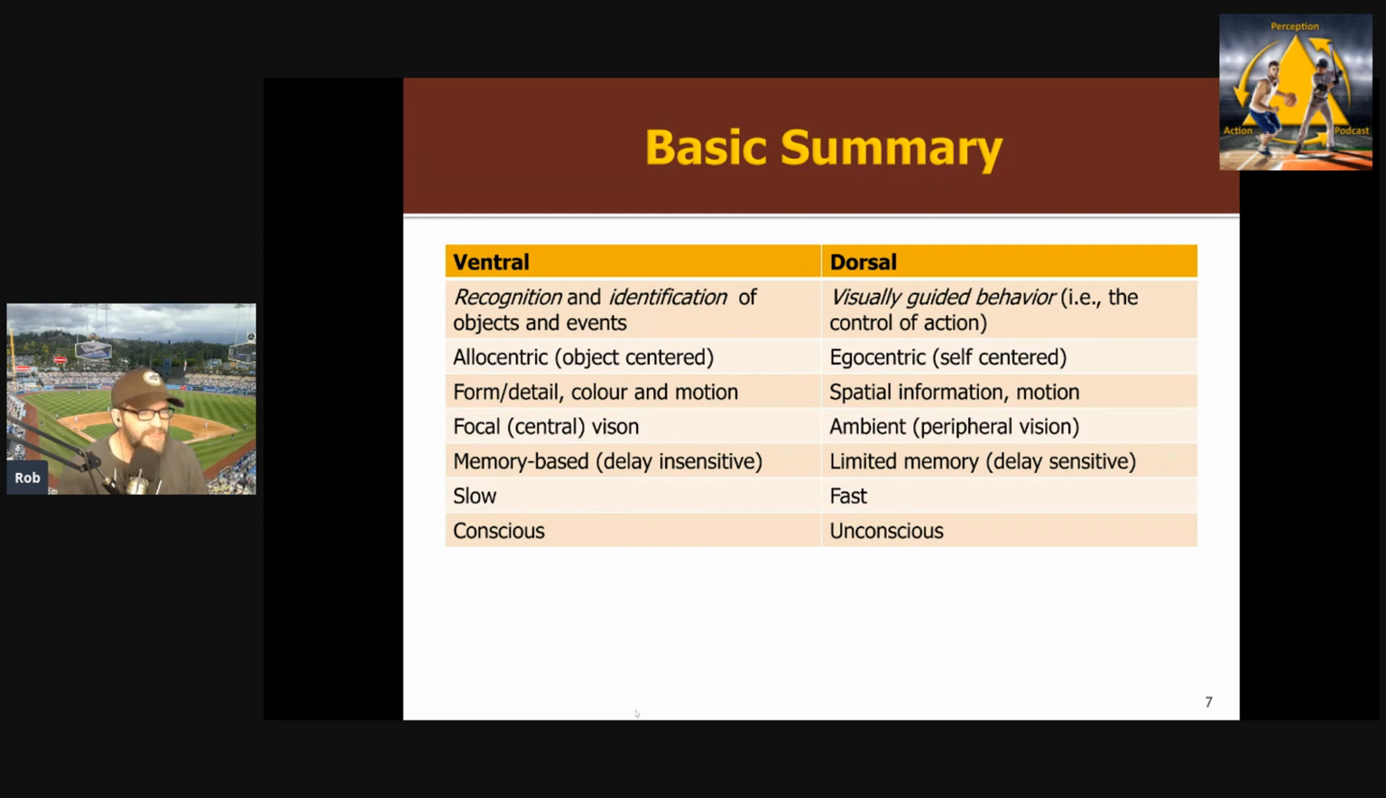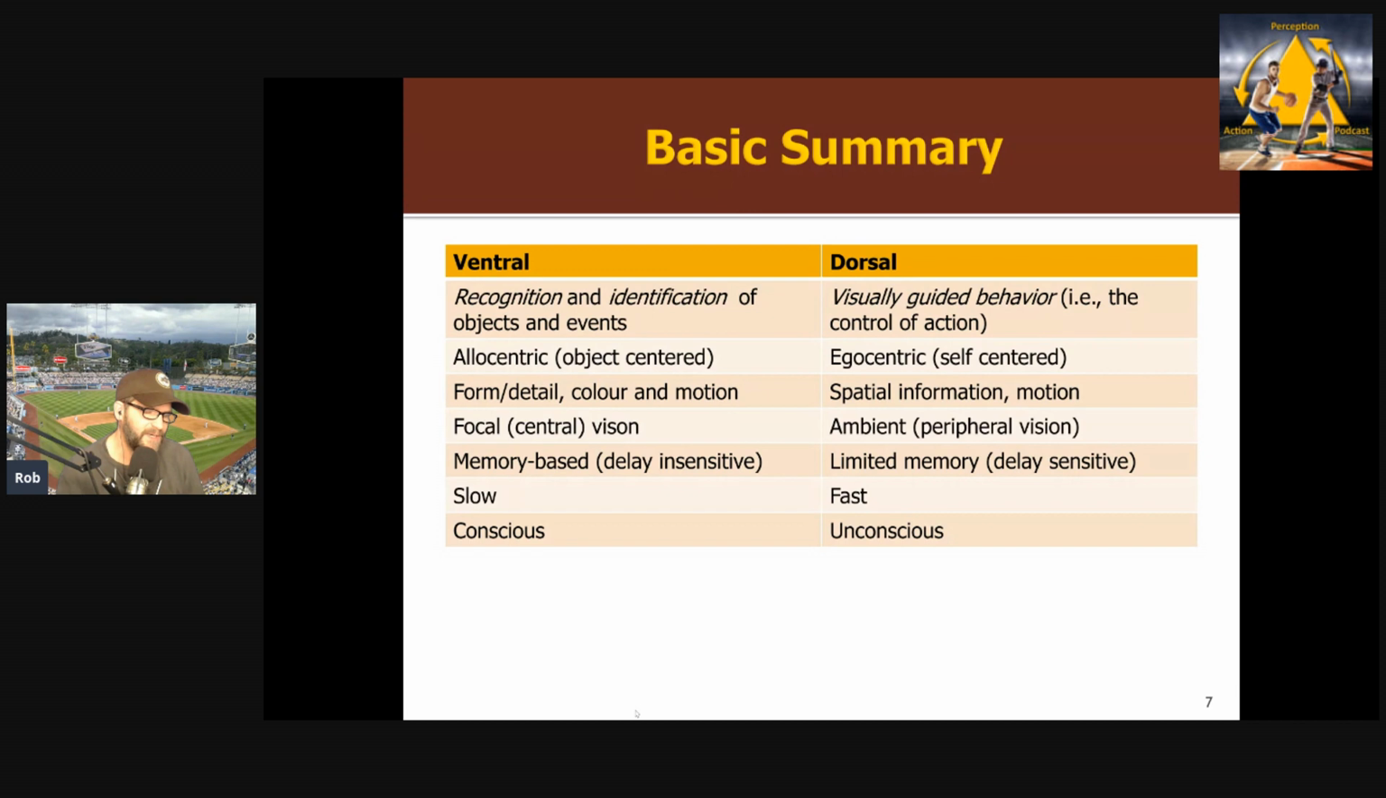The dorsal stream is involved in spatial information and motion perception, right? Because it gets inputs from the magnocellular pathway. It's largely thought to be ambient vision, so peripheral vision, which is the part of our vision that we know is most motion sensitive. It has very limited memory.